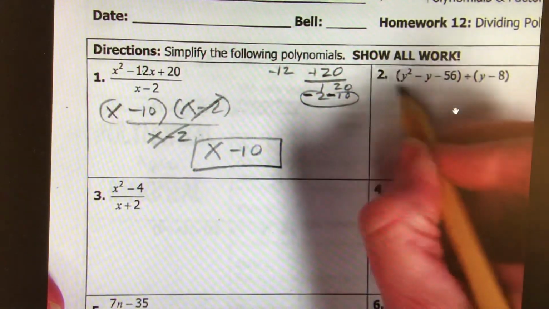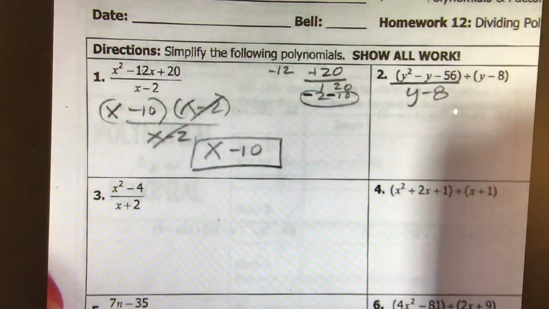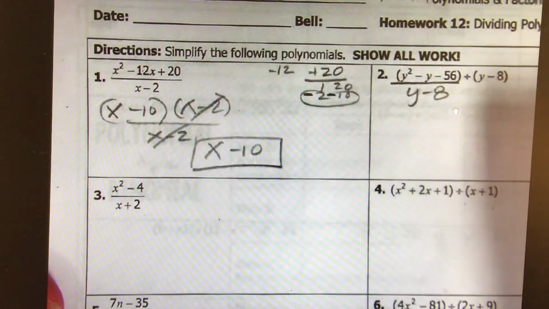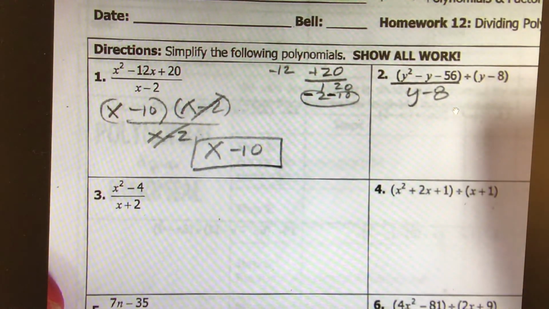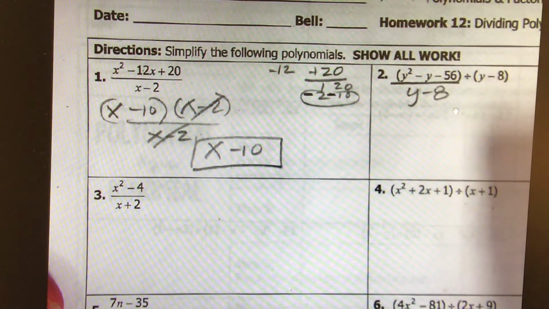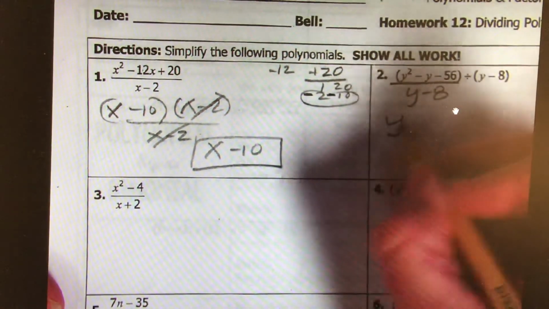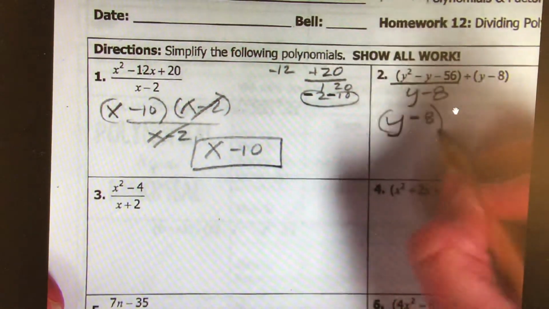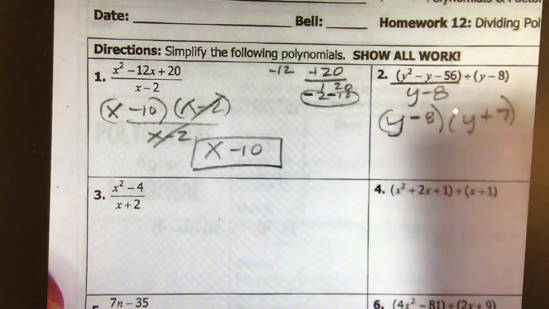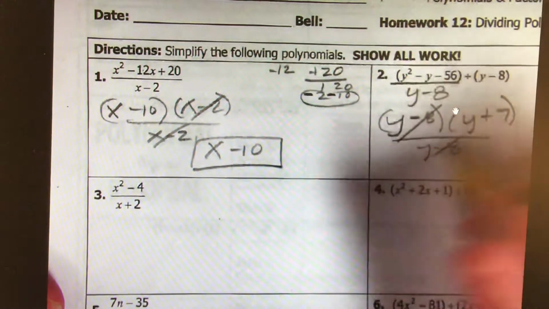Over here, I'm going to just make sure I rewrite it like the way I like it. I've got 56. I'm going to try to simplify the top. I need a difference of 1, so I already know it's 7 and 8. And it's going to be a negative 56, and it's going to be a negative sign. So the negative 8 is going to win. Yep. I'm going to rewrite x minus 8, y plus 7, over y minus 8. Cancel, cancel.